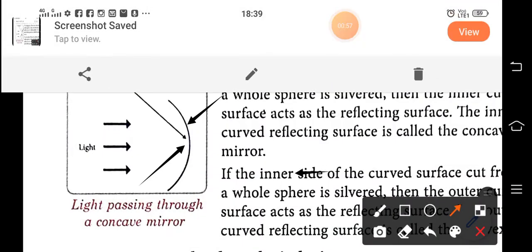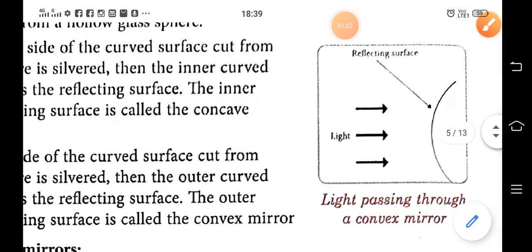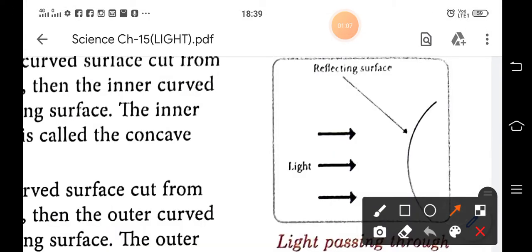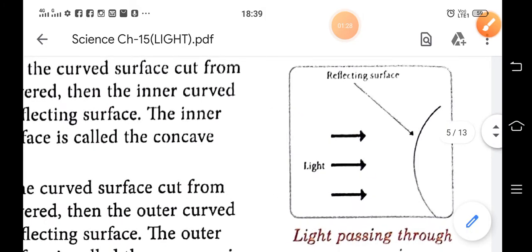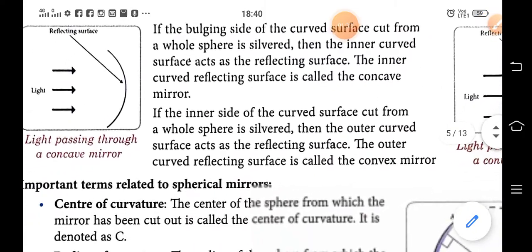And if, just opposite to a concave mirror, the inner surface is polished, it is silvered, and the reflecting surface is the bulging out surface, the rays of light fall on the bulging surface and get reflected from it. Then it is known as a convex mirror. So two types of spherical mirrors are there: concave mirror and convex mirror.